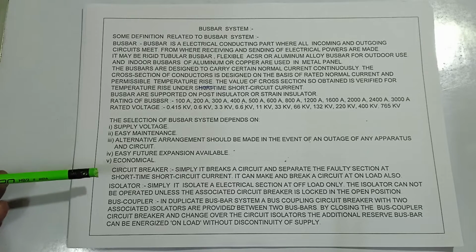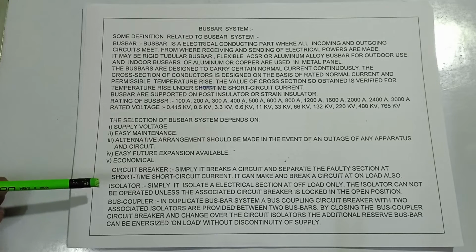Circuit breaker: simply it breaks the circuit and separates the faulty section at short circuit current. It can make and break a circuit at on load also. Isolator: simply it isolates an electrical section at off load only. The isolator cannot be operated unless the associated circuit breaker is locked in open position.